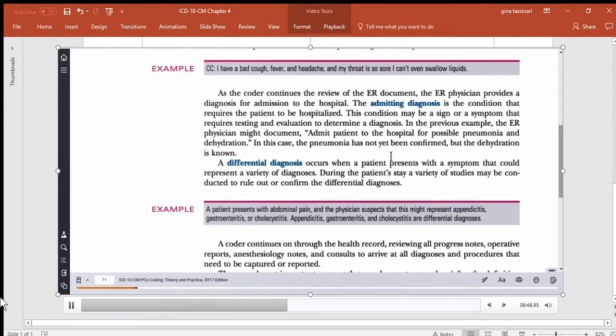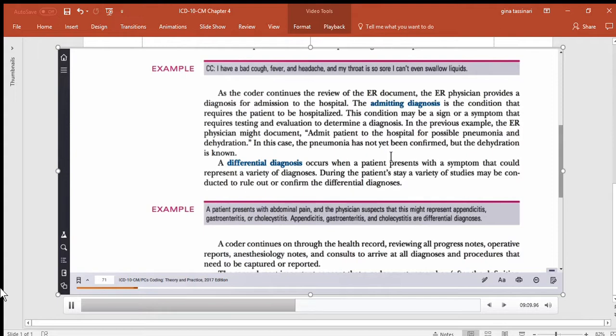The A part of the SOAP note, that is the assessment. That's where you will find the definitive diagnosis. Right? That's where you will find your primary diagnosis, your principal diagnosis. Depending on if it's outpatient or inpatient, the term that you would use, you would find all of the diagnoses there, including the secondary diagnoses.